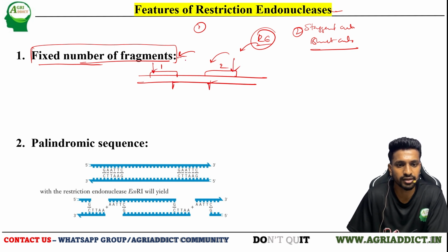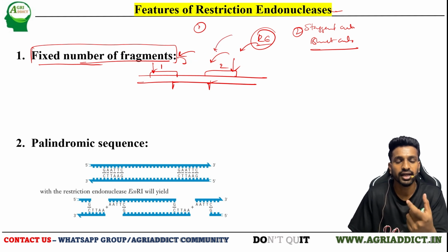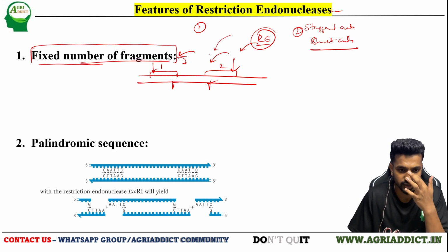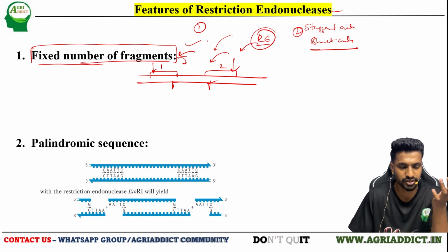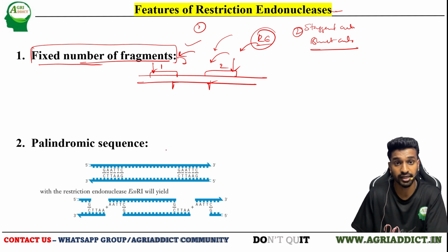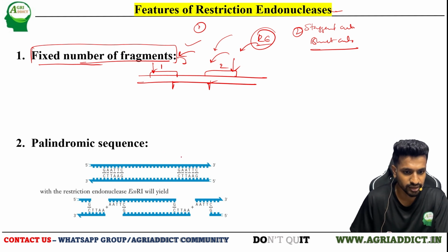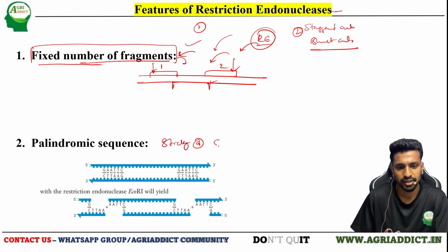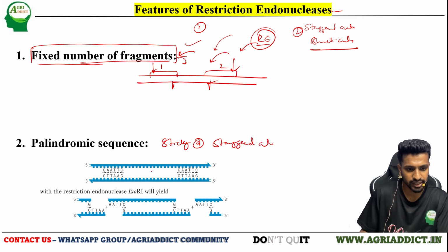So it will make a fixed number of fragments by identifying the restriction site or the recognition site. So this is the one important feature that we have already discussed. The next important feature of this restriction endonuclease is, whenever they produce the sticky ends or make the staggered cut, as I told you in the previous slide, it makes the cuts such that there will be a single stranded region in both the strands.